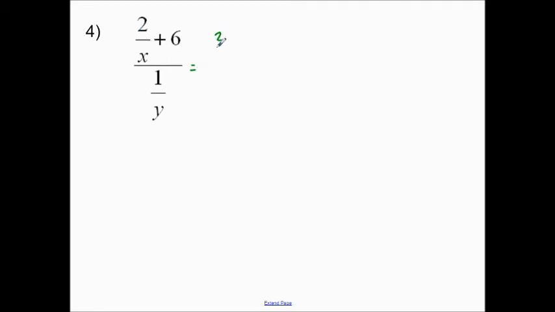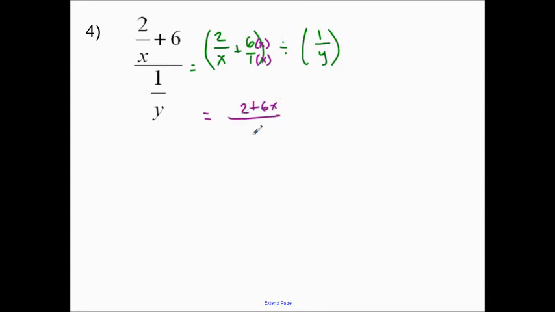We're going to create a little fraction, 2 over x plus 6 over 1. That quantity is being divided by 1 over y. Let's combine these two. We have to do our order of operations. So this needs an x on the bottom, this needs an x up top, multiplying by a form of 1 here. So the new fraction on the left is 2 plus 6x. The denominator is x. We're dividing by 1 over y.